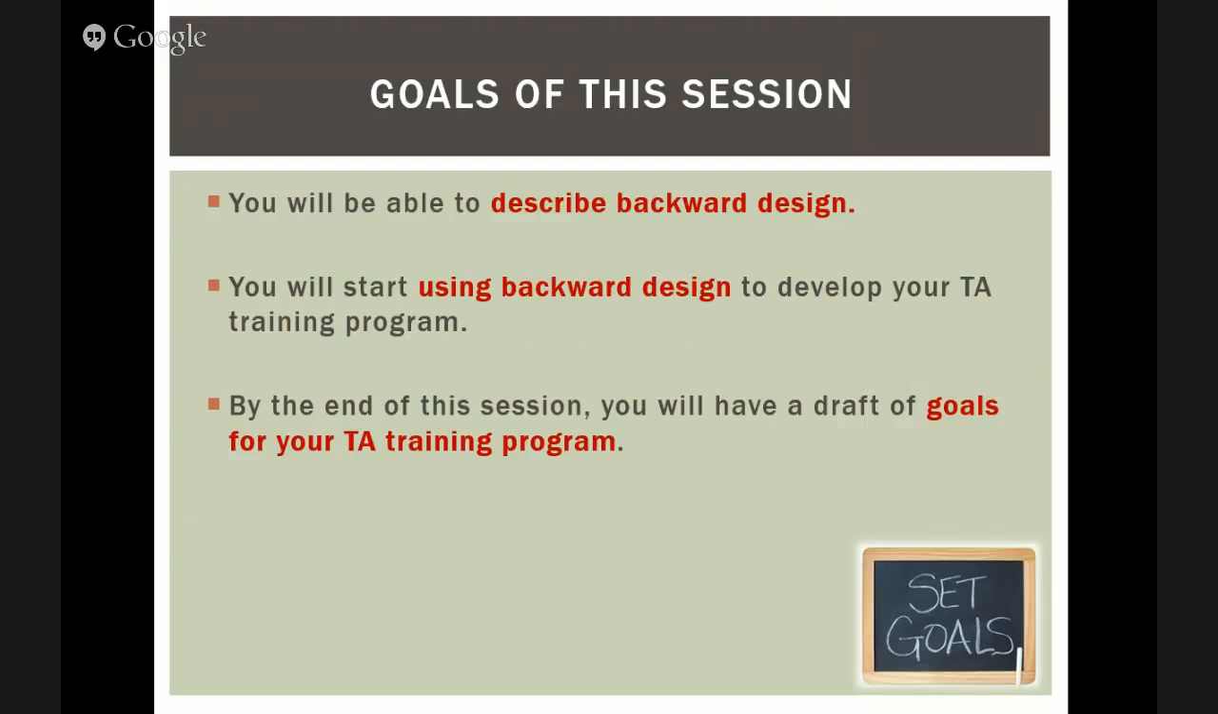And then by the end of the session, you have a draft of the goals you have for your TA training programs. Okay, so very specific written down goals. And you will use that for the rest of the sessions.